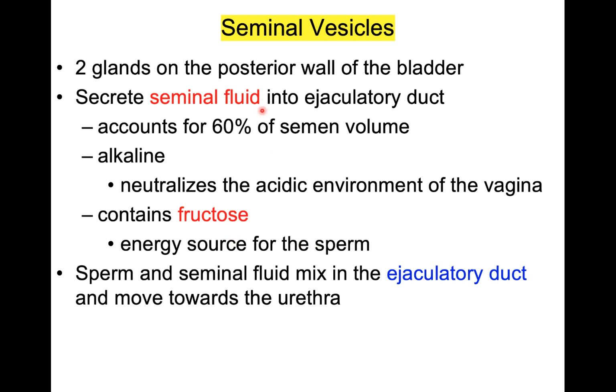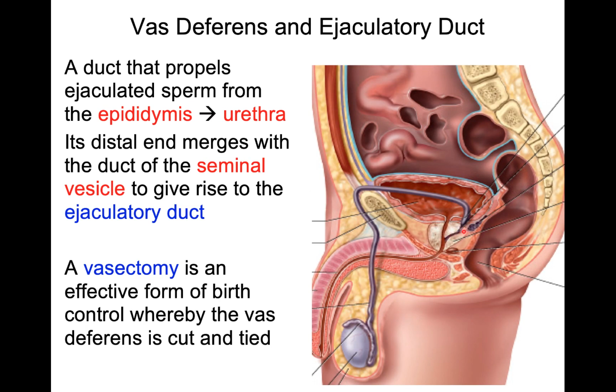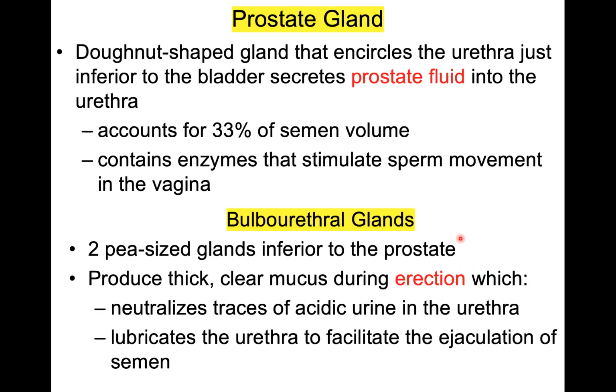So sperm and seminal fluid mix together in the ejaculatory duct. So this right here is the ejaculatory duct. This is where sperm and seminal fluid mix together. From there, it's going to make its way through the prostate gland, and the prostate gland is going to be below the bladder, and this is going to make about 33% of the semen volume. The main job of this gland is to make enzymes that are going to help the sperm move in and through the vagina.